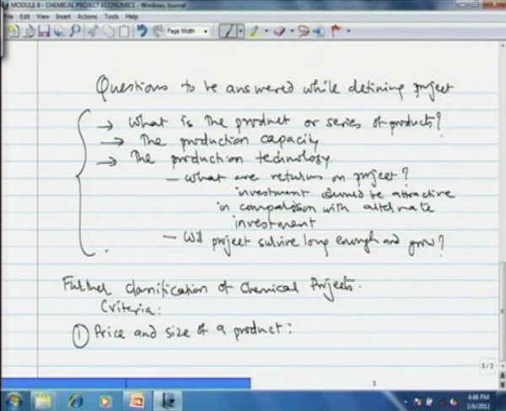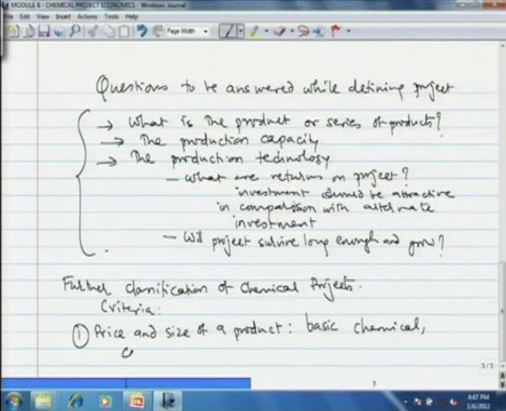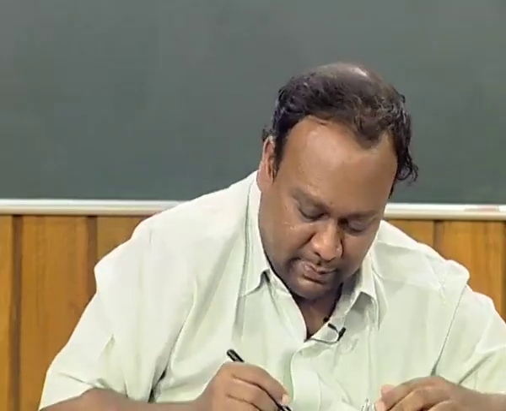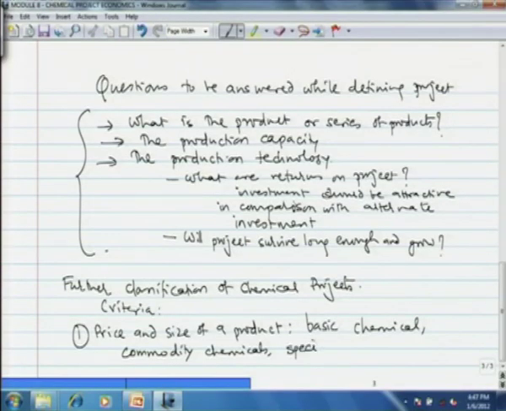Now here products are classified as either basic chemical, like basic chemical could be methanol, ethanol, methane, ethane, ethylene, these are the basic chemicals. Then the commodity chemical, commodity chemicals could be fertilizers, could be soaps, detergents, or specialty chemicals. Specialty chemicals could be the pharmaceuticals.